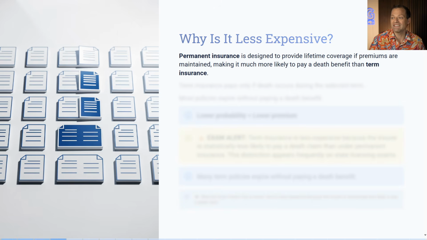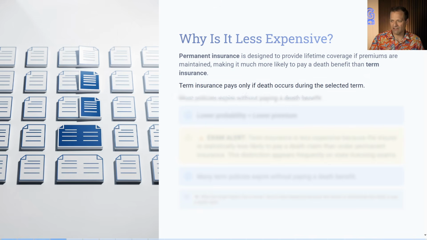So first of all, permanent insurance is designed to provide lifetime coverage if premiums are maintained, making it much more likely to pay a death benefit than term insurance. Okay. So term insurance pays only if the death occurs during the selected term. All right. So most policies expire without paying a death benefit.